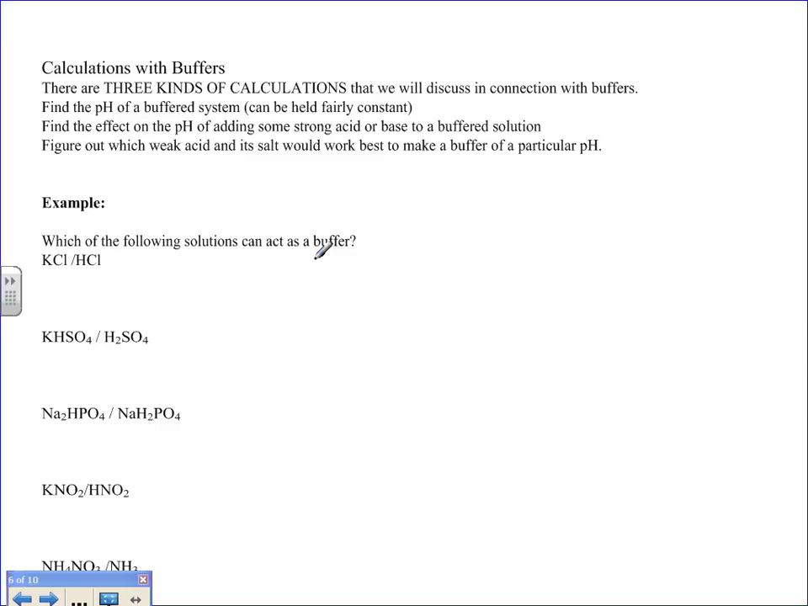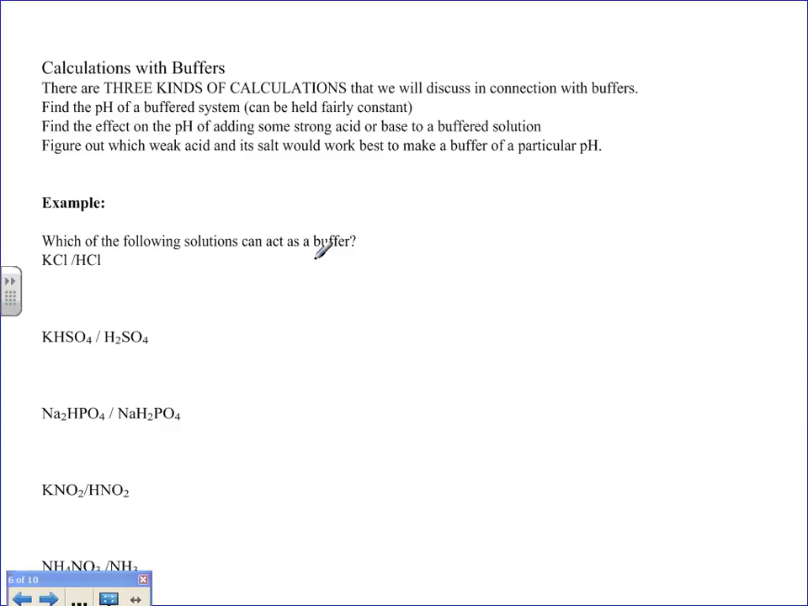Okay, so let's look at some examples. First of all, eventually we're going to be doing 3 different kinds of calculations. Today, in this lesson, we're going to look at how we can calculate the pH of a buffered system. In the next lesson, we're going to look at the other 2 examples of calculations where we look at the effect on the pH of adding strong acid or strong base. And we're also going to figure out how to decide which acid and salt would work best, and also how to prepare those buffers.